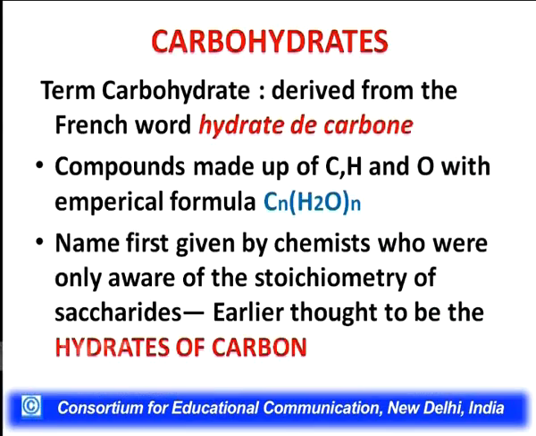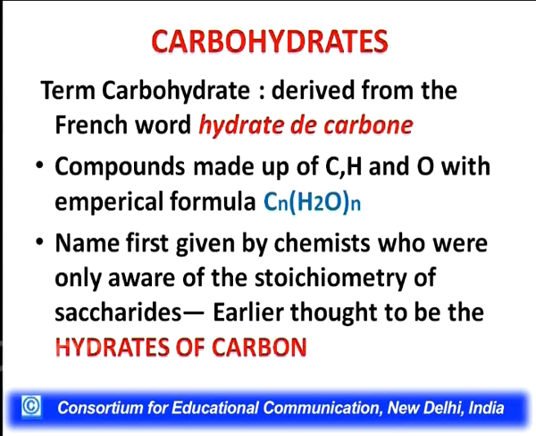So when we talk of carbohydrates, the term carbohydrate is derived from the French word hydrate de carbone. These compounds are made of carbon, hydrogen and oxygen, and their empirical formula is (CH2O)n. In carbohydrates, the ratio of carbon to hydrogen to oxygen is 1:2:1. That is, the ratio of hydrogen to oxygen is the same as that present in a water molecule.